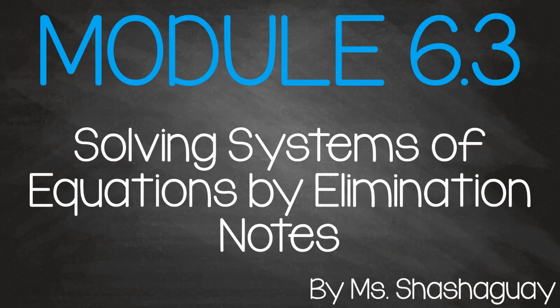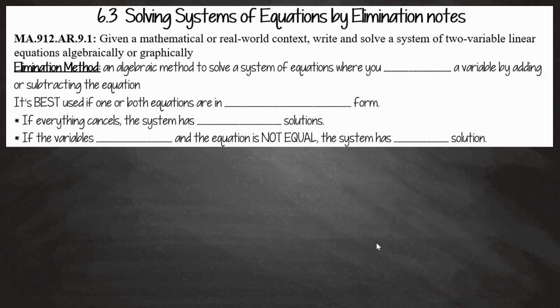All right, in this video, we're going to go over Module 6.3, which is solving systems of equations by elimination. So far, we've learned to solve by graphing, solve by substitution, and finally, we're going to learn solve by elimination. Same benchmarks that we've been going over in 6.1 and 6.2. Given a mathematical or real-world context, write and solve a system of two variable linear equations algebraically or graphically.